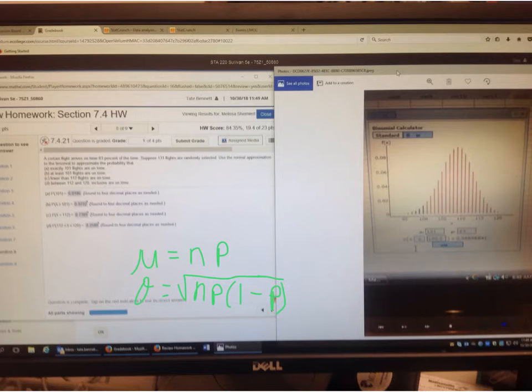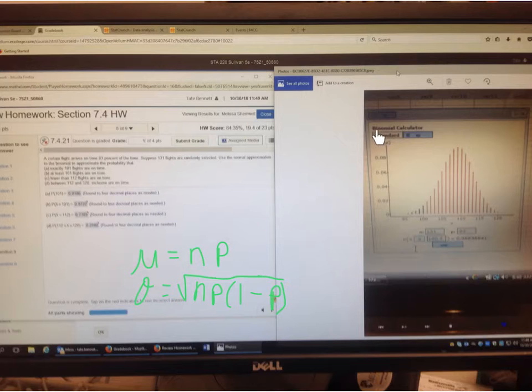I can see right away that you're using the binomial calculator, which we did use earlier. But this section, if you look real closely at the directions here, they're hard to read, but if you bring them up, it says use the normal approximation of the binomial to approximate the probability of the following. So they want you to use the normal calculator.